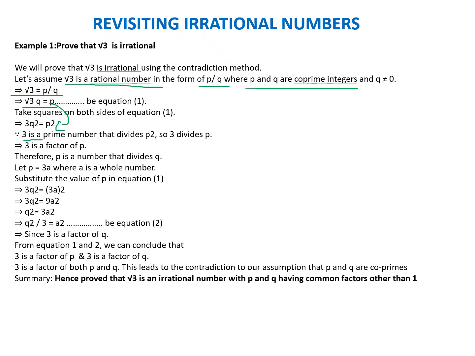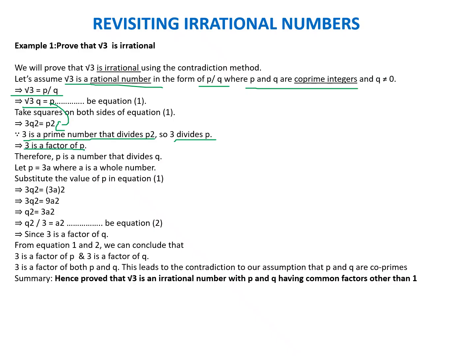Because 3 is a prime number that divides p square, so 3 divides p. This is the theorem that we discussed in the slide of irrational numbers, wherein if the square of a particular number is divisible by a particular number, then the number itself is divisible by that number. In this case, 3 divides p square, right? Then 3 divides p as well. So 3 is a factor of p.